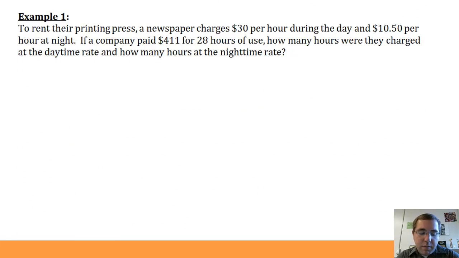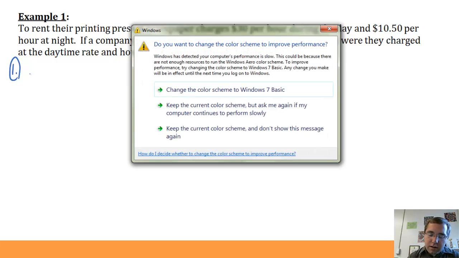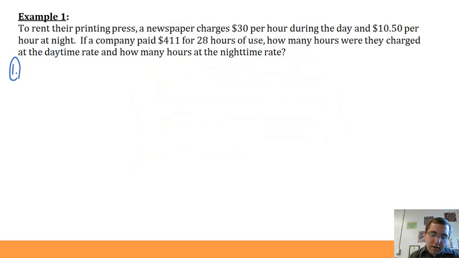Example number 1. To rent their printing press, a newspaper charges $30 per hour during the day and $10.50 per hour at night. If a company paid $411 for 28 hours of use, how many hours were they charged at the daytime rate, and how many hours at the nighttime rate? So often, on these problems, you'll be asked to find two things, and those two things indicate what your two variables should be. So our first step is to define our variables. If we want to know how many hours they were charged at the daytime rate, how many hours they were charged at the nighttime rate, maybe we'll call them D and N.